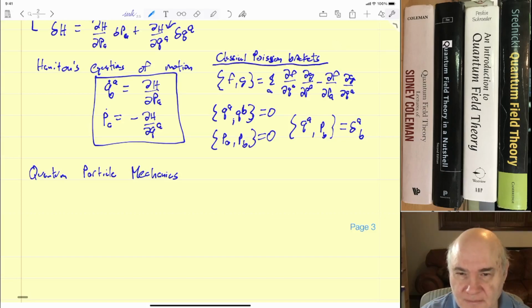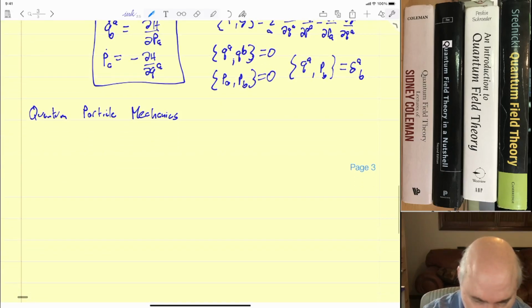When Dirac was thinking about all this stuff, he had the idea that he wanted some kind of correspondence principle which would lead to classical mechanics, and he had the idea of replacing Poisson brackets with commutators. So we don't see the Poisson brackets much today, but you can see they're very similar to the quantum commutators. Now let me go to quantum particle mechanics.